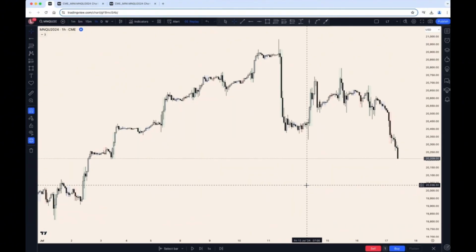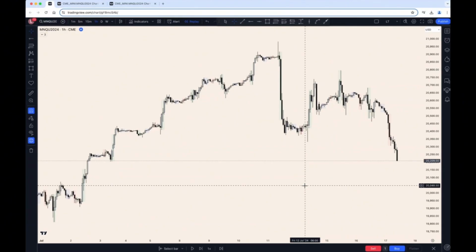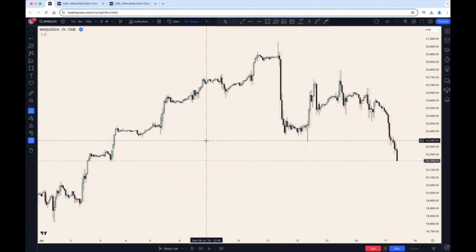So I took a trade on Wednesday, which is the 17th of July. There were a couple of lower time frame manipulations that happened during the New York session, and I'm going to be diving into that with you today. But before that, I wanted to show you what I do before taking that trade execution.